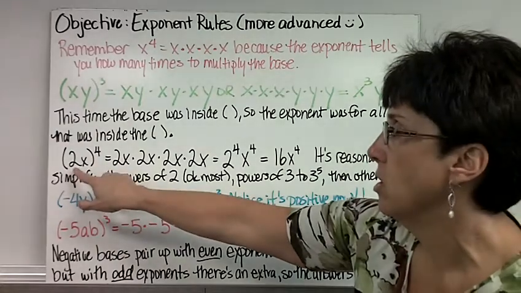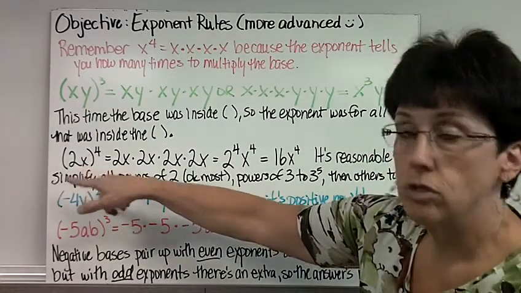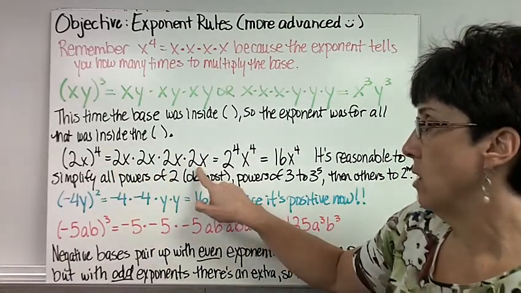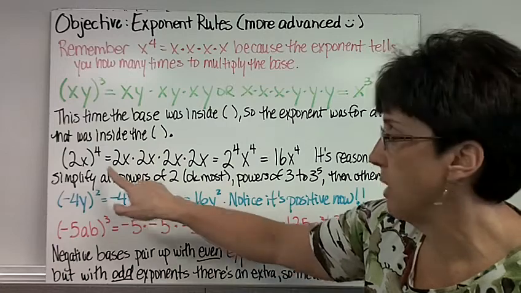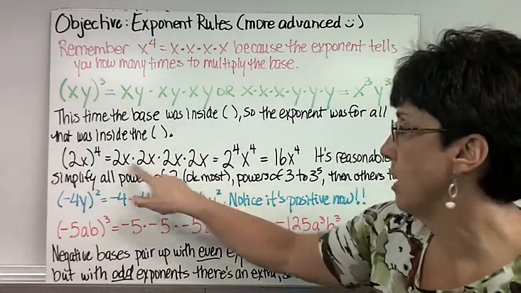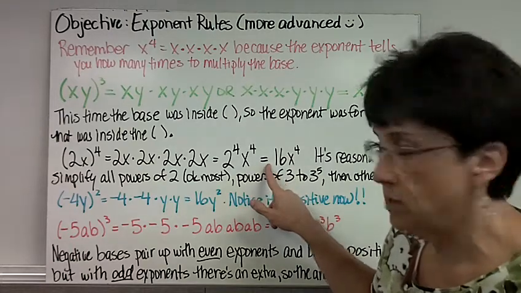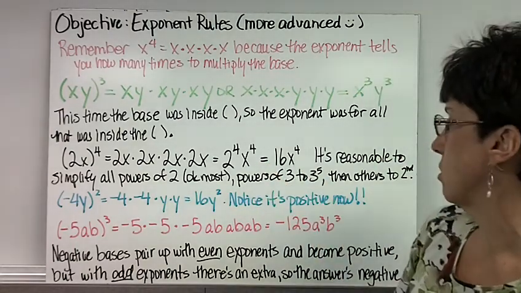Here's another example. 2x quantity to the fourth tells me I have to write the 2x 4 times, and I'm not going to rearrange them, but I'm going to see there's 4 2's and 4 x's, so 2 to the fourth, x to the fourth, which we could simplify, the 2 to the fourth, to be 16x to the fourth.